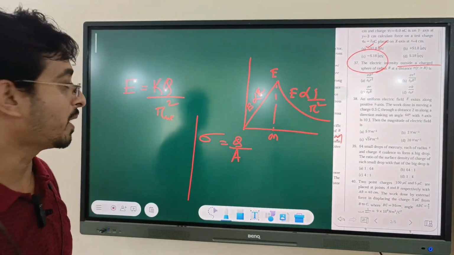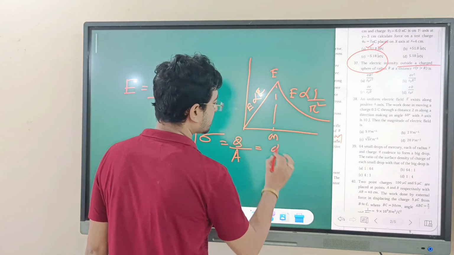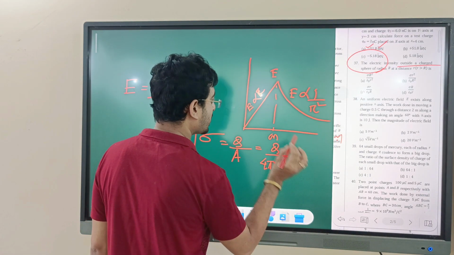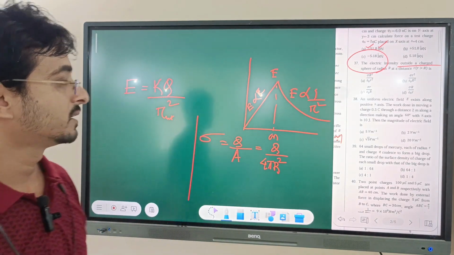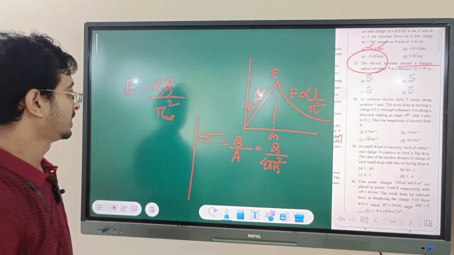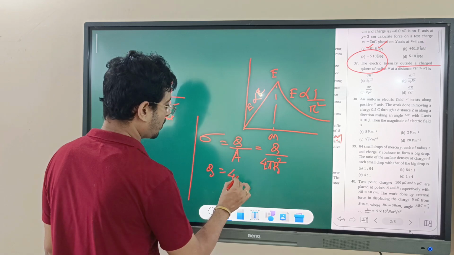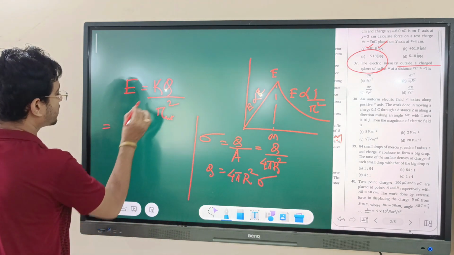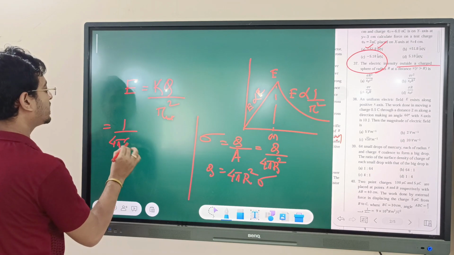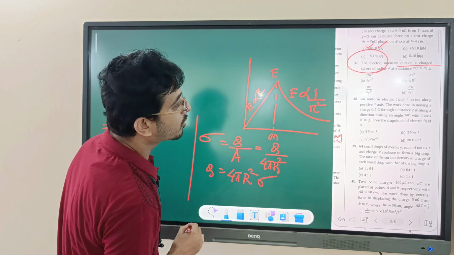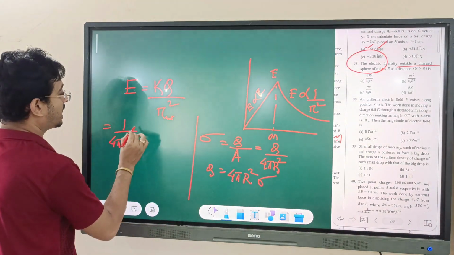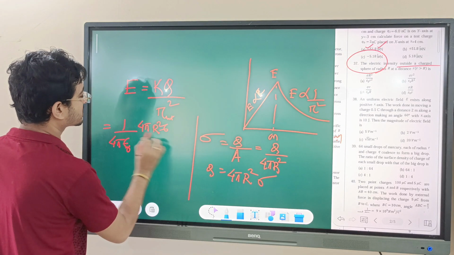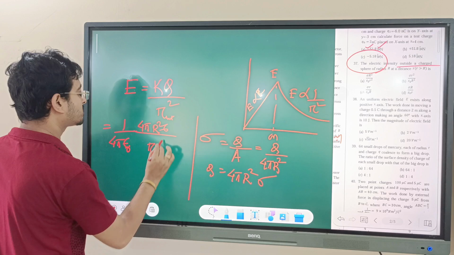That is sigma is equal to Q by A. Because it is a sphere, A is 4 pi radius square, the surface area of a sphere. Then Q will be equal to 4 pi r square of sigma. So instead of K, I can write 1 by 4 pi epsilon 0, and in place of Q, I can write 4 pi r square of sigma, by r out square.